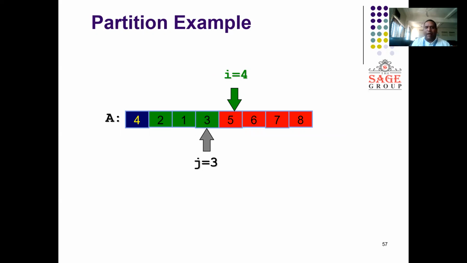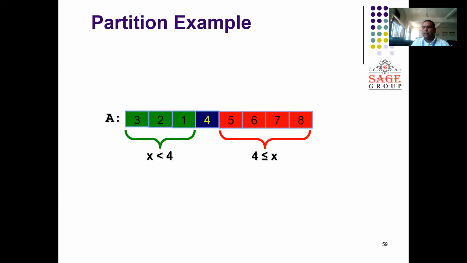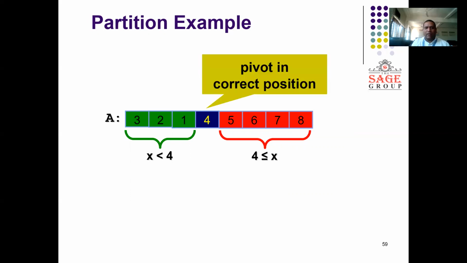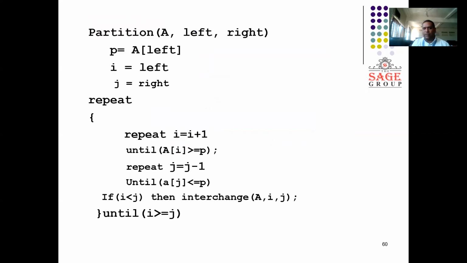Then swap the value from the right pointer. It means at the j position pointer, we will swap the value here. Swap 3 and 4, and our partition pivot element gets its fixed position, which means the elements smaller than 4 are on the left-hand side, and the elements greater than 4 are on the right side. This type of partition is when the pivot is in its correct position.